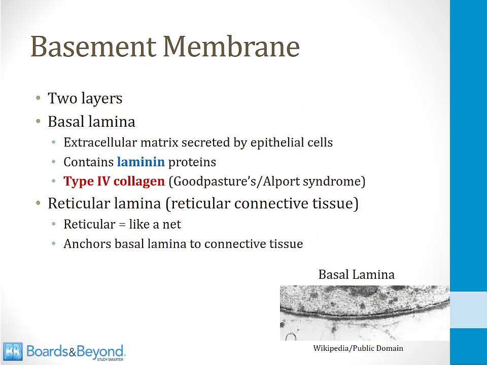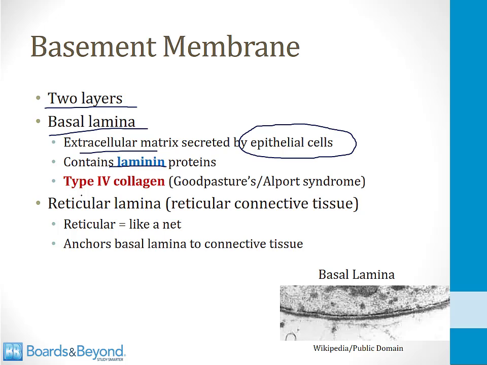Technically, the basement membrane is made up of two layers. The first layer is called the basal lamina. This is a collection of extracellular matrix proteins that are secreted by epithelial cells, and it sits right beneath the epithelial cells. One of the major protein structures found in the basal lamina is laminin, and that's easy to remember because the names sound alike.